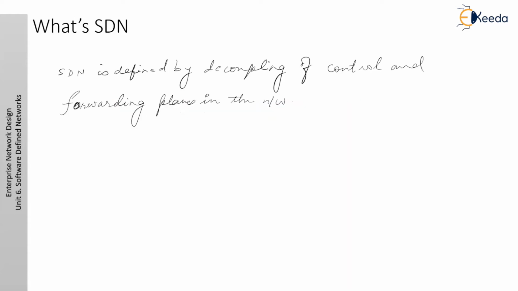So, what is SDN? Already discussed in previous slides also. So, let us define SDN. SDN is defined by the decoupling of the control and packet forwarding planes in the network. It enables the network to directly connect to applications through application programming interfaces, bolstering application performance and security, and creating a flexible, dynamic network architecture that can be changed as needed.